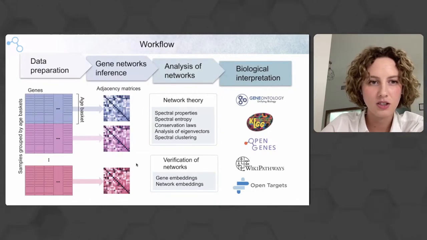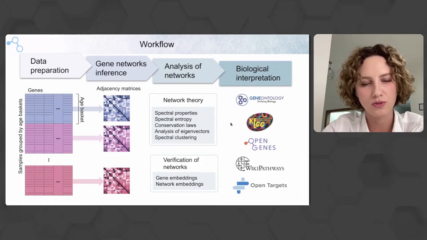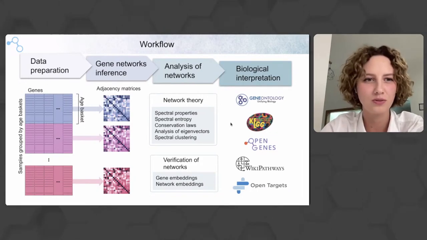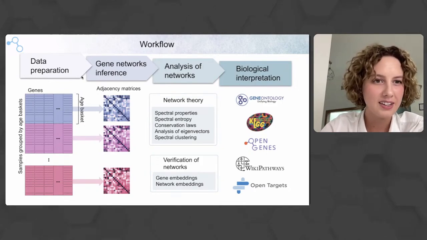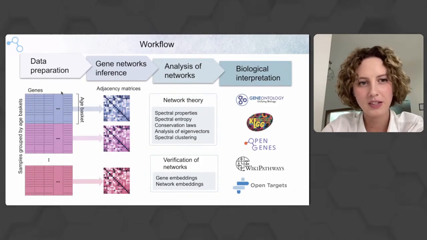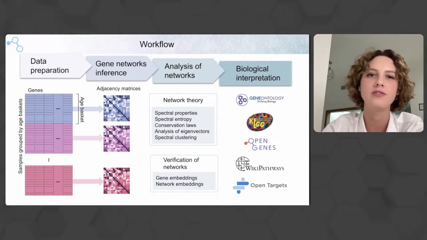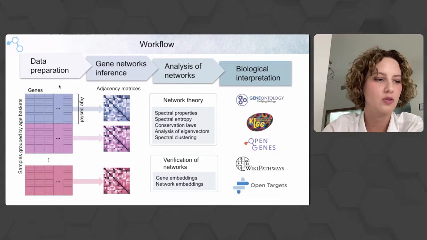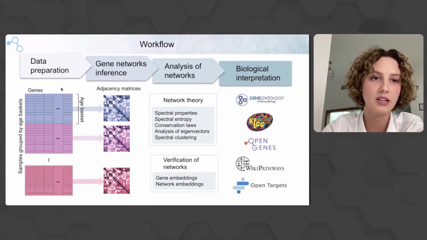And so we have understood what an adjacency matrix is, and now we move to our workflow of what we actually do. The first step is data preparation. This is one of the most difficult steps, because now we collect data from the Gene Expression Omnibus database.